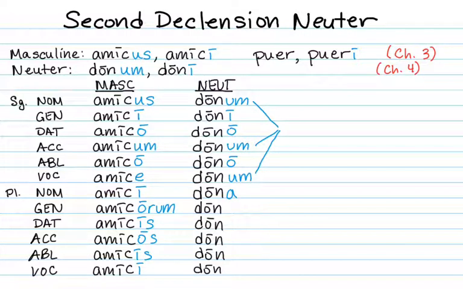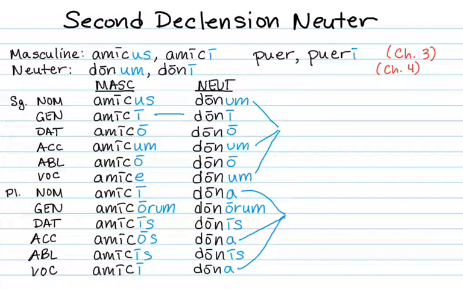But then you'll see the familiar endings donorum and donis. Just as with the singular, in the plural, the neuter accusative and neuter nominative are always identical. Then the ablative is what you learned for the masculine. Then the vocative is identical to the nominative, dona.